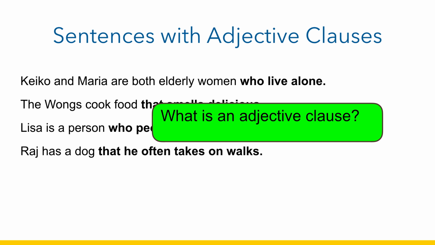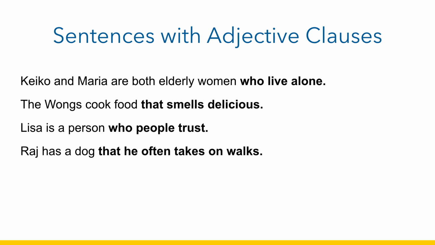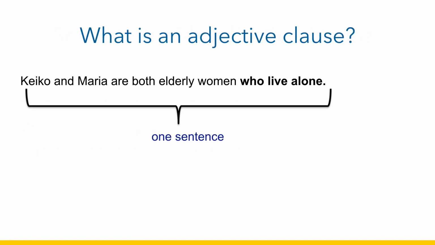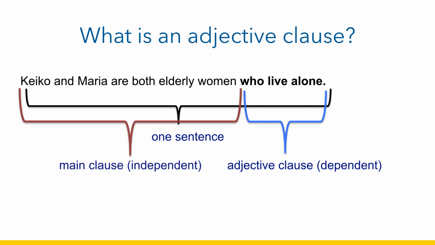But what is an adjective clause? And why do we use adjective clauses? Let's look more closely at the first sentence to help us answer these questions. Keiko and Maria are both elderly women who live alone. This is one sentence. Who live alone is an adjective clause. The main clause is Keiko and Maria are both elderly women.